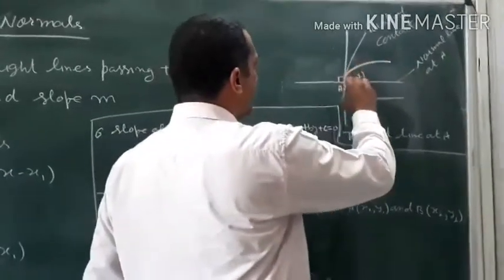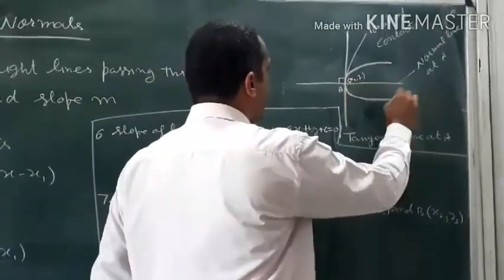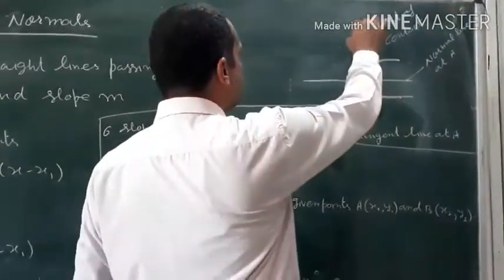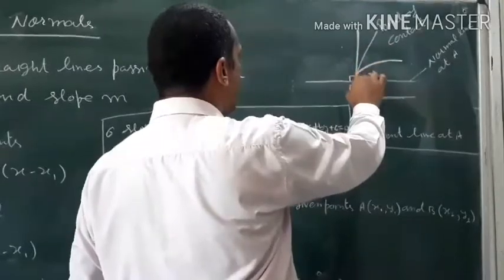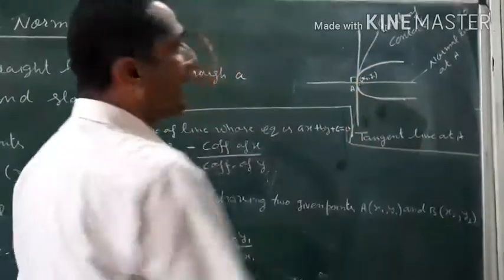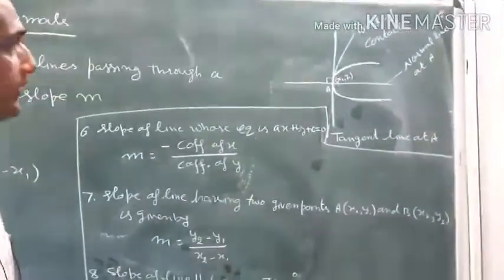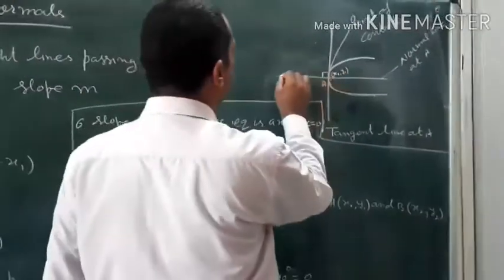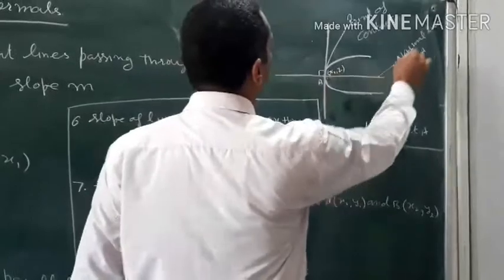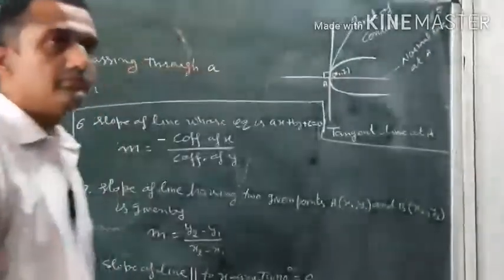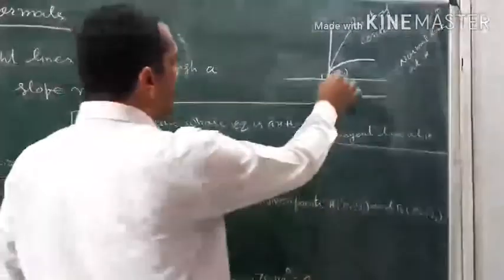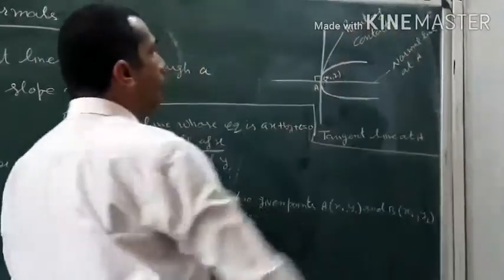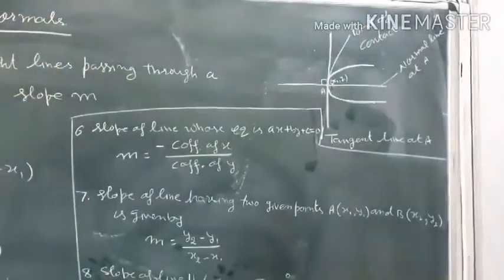this is a curve, and if a line touches the curve at any one point, that line is known as a tangent line, and the line perpendicular to this tangent line is known as the normal line, and this point A is known as the point of contact.